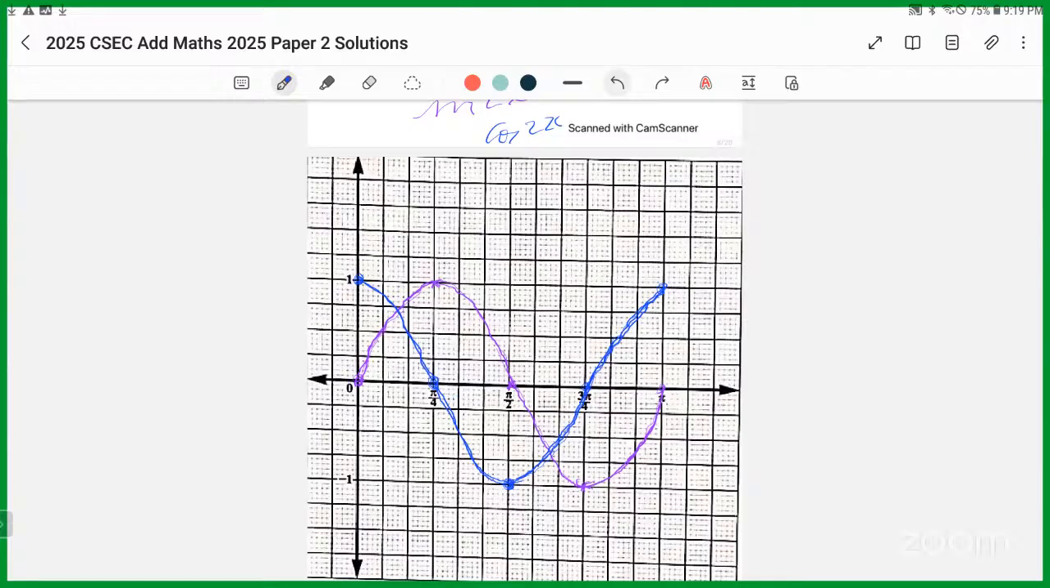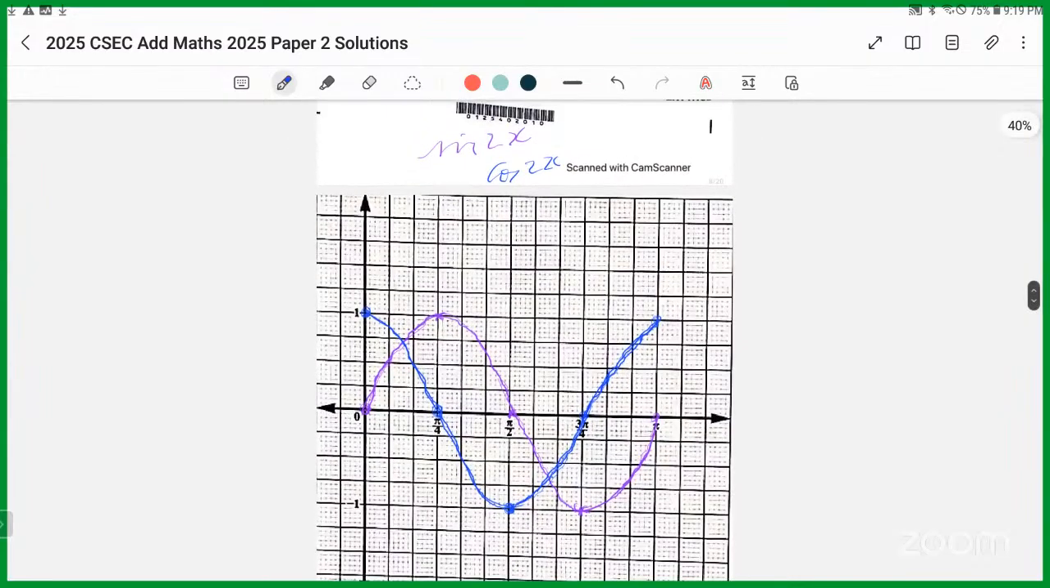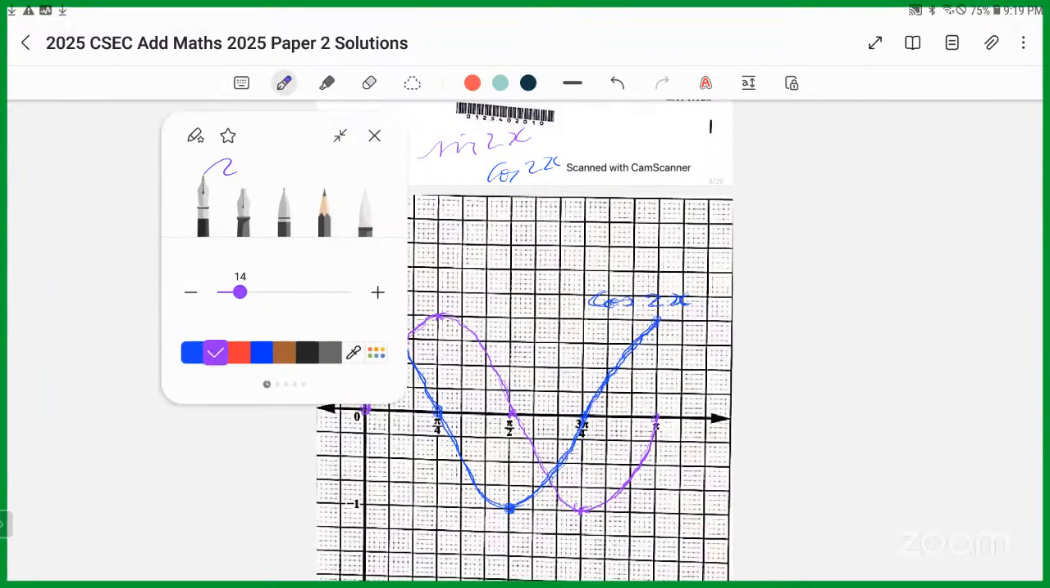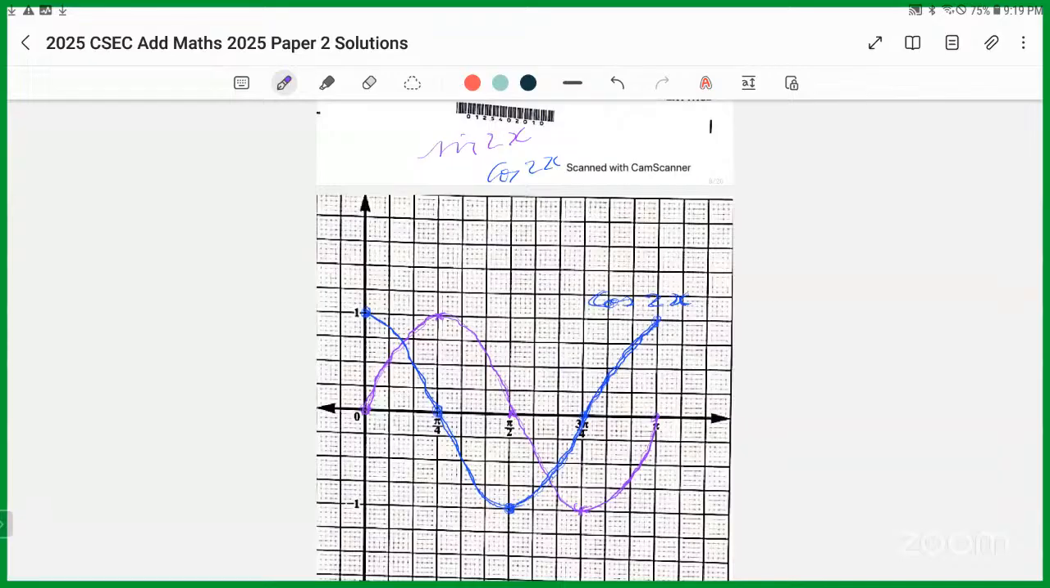Then, after that sketch of the graph, let's label it up. This one is cos of 2x. And the purple one is sine of 2x. Sine of 2x and cos of 2x, those are the two graphs.